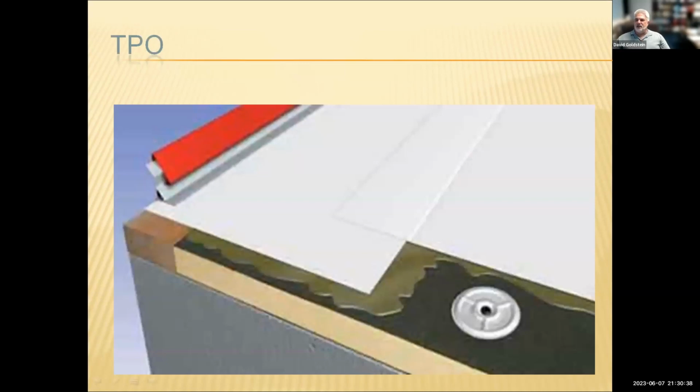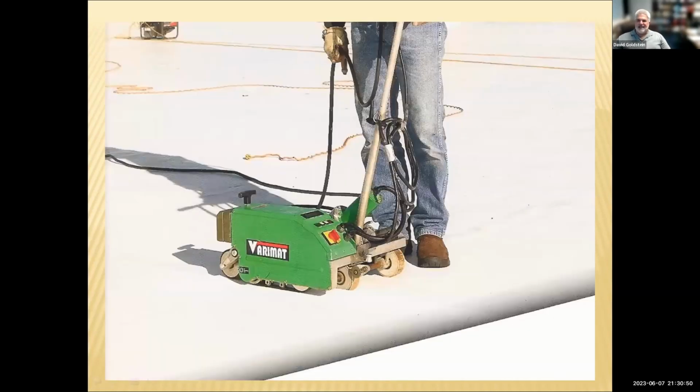Here again is a cutaway. The gravel stop is on there, but this is showing a TPO roof, and you'll see the overlapping seam right here. This is the heat welder that I was talking about. There are different brands, of course, but this is just to give you an idea of the way they do it.